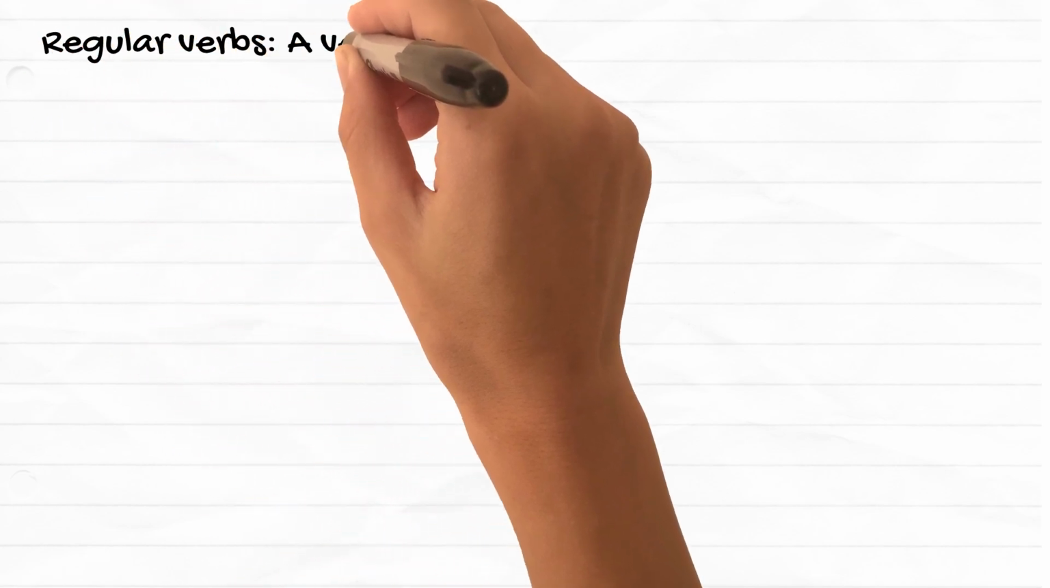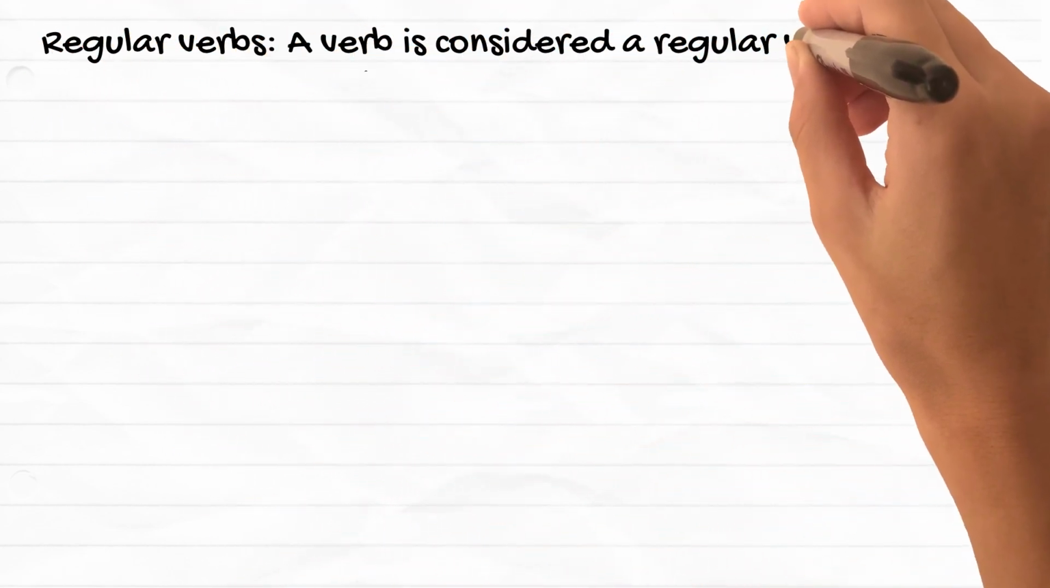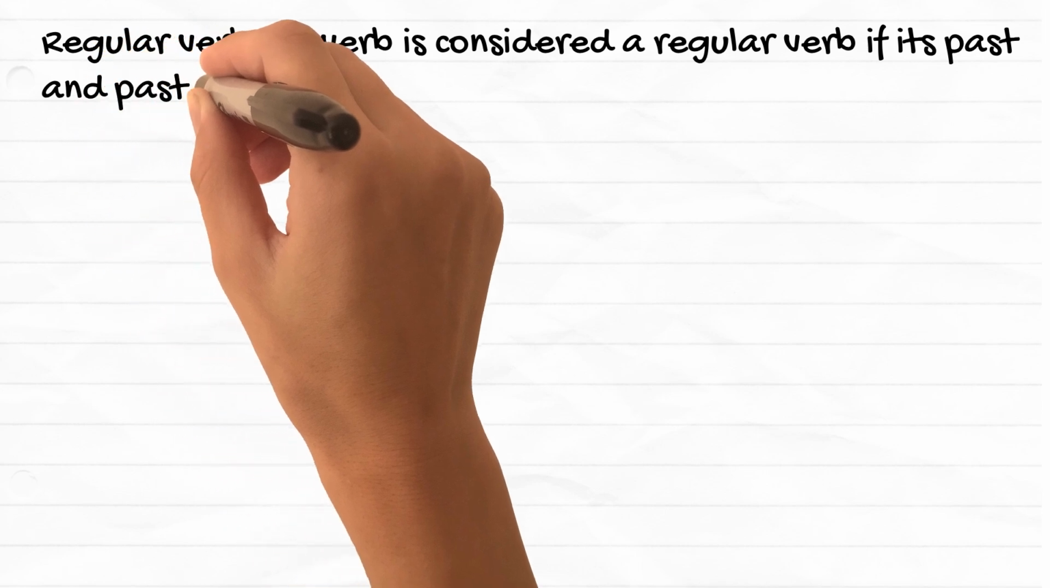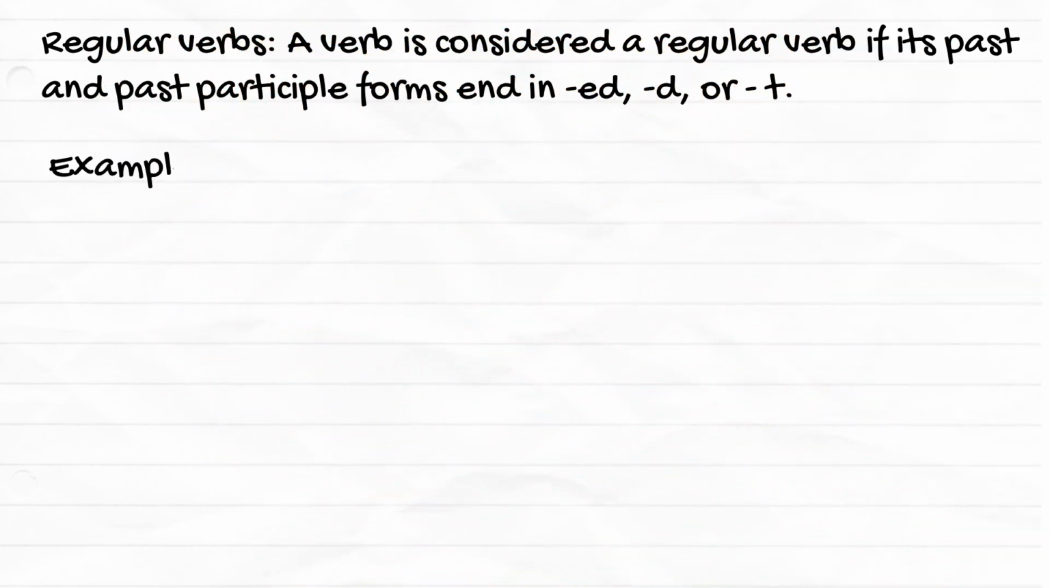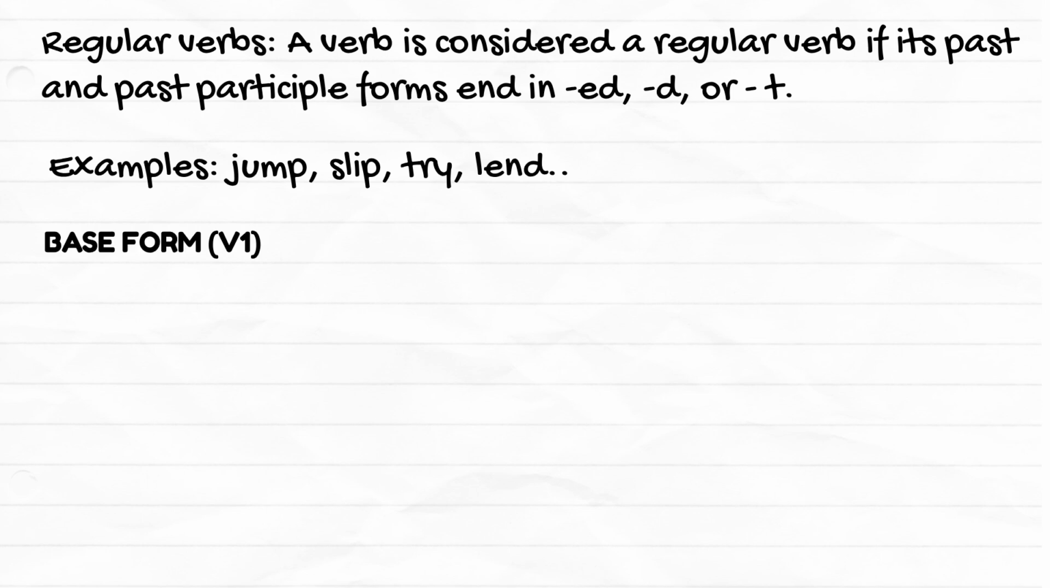A verb is considered a regular verb if its past and past participle forms end in ed, d, or the variant t, like jump, slip, try, and lend. Every verb has three forms. The first one is the base form. We also call it verb 1. The second one is the past form, and we also call it verb 2. And the last one is the past participle form, and we also call it verb 3.